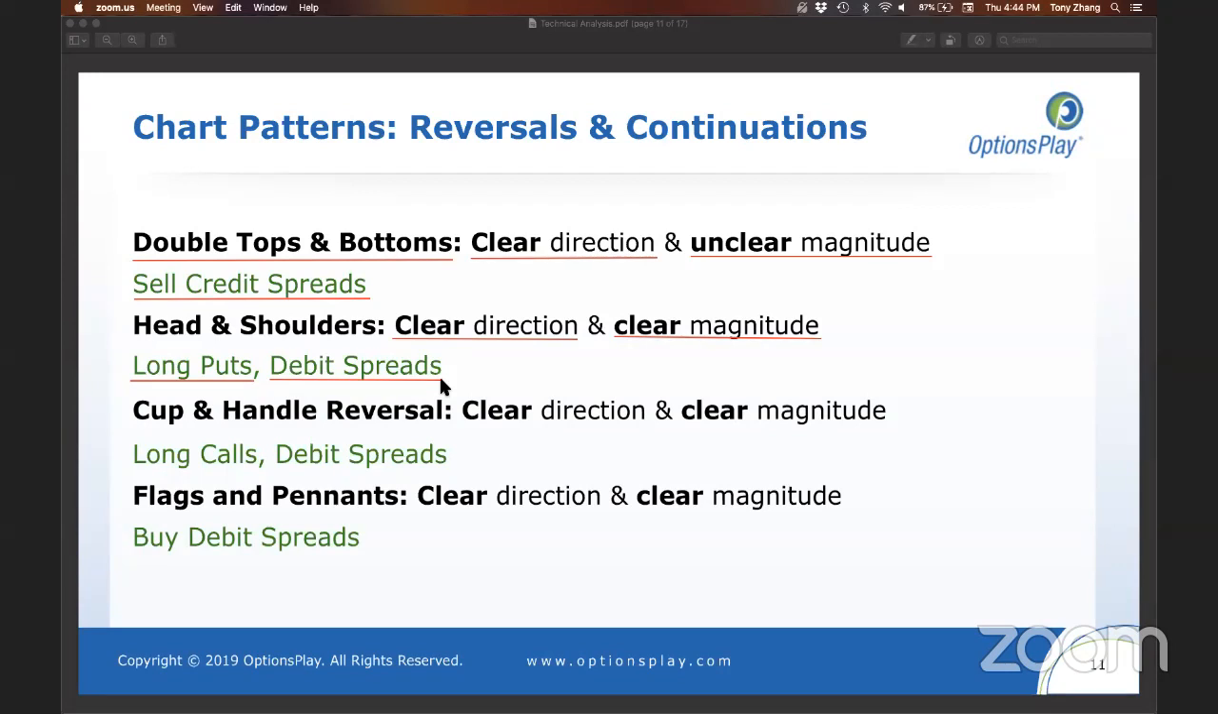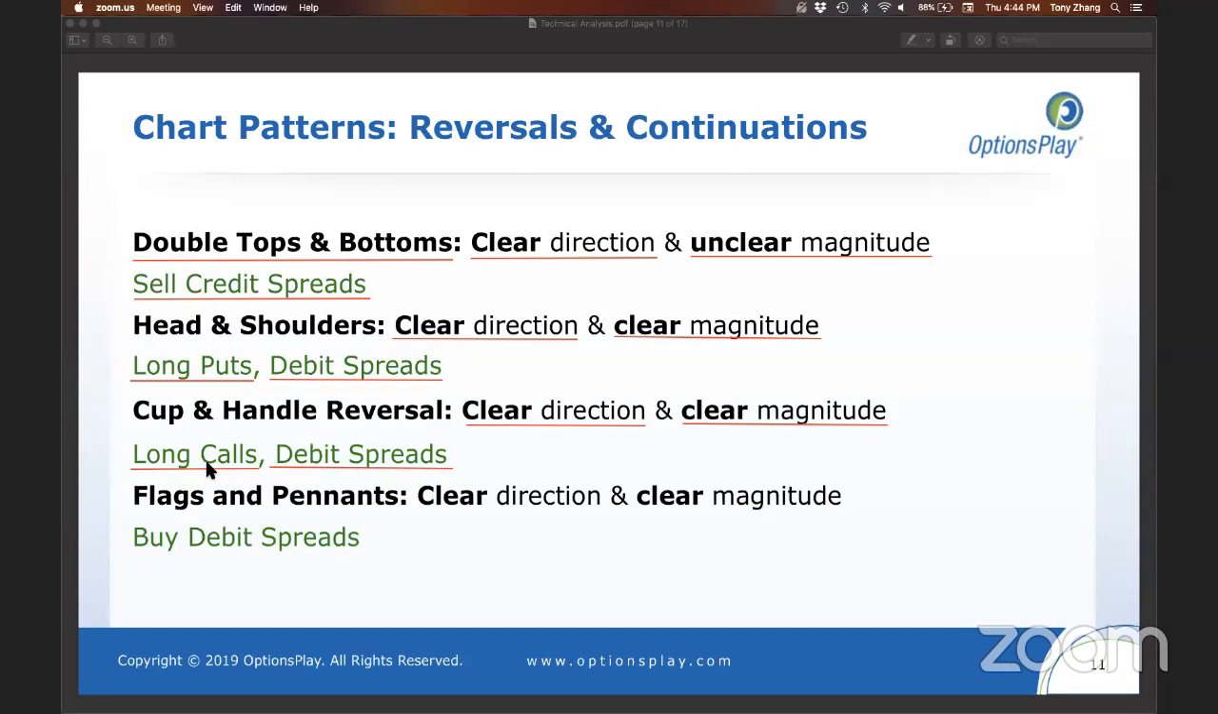Conversely, on a cup and handle reversal, again, this is a bit more of a subjective pattern. I think everyone draws their cup and handle a little differently, but cup and handles also provide a clear sense for direction and a clear sense for magnitude. So for that, long calls and usually debit spreads are also very suitable for a cup and handle. And the only difference from a head and shoulders is that typically head and shoulders is bearish. Cup and handle is typically bullish. That's why one you would trade puts on, the other one you would trade calls on.